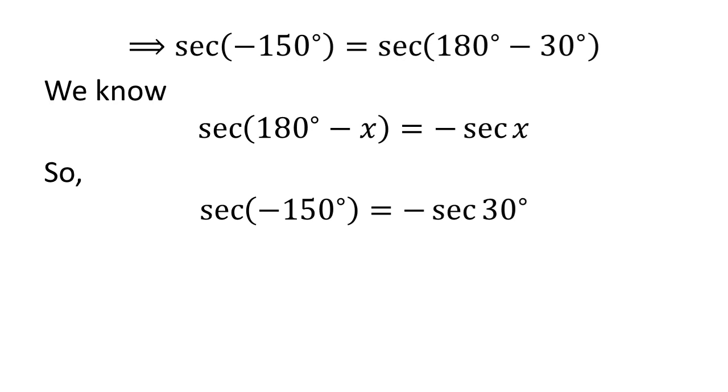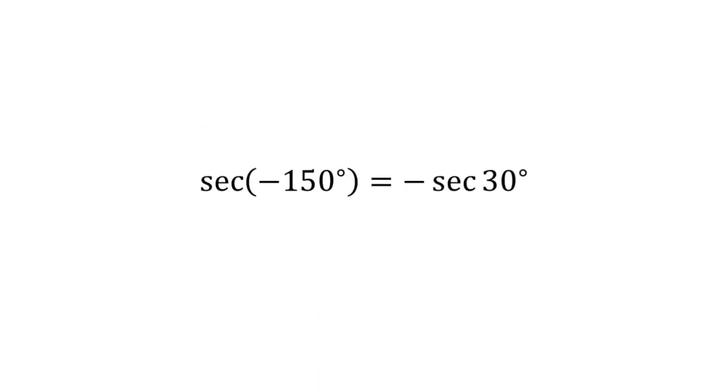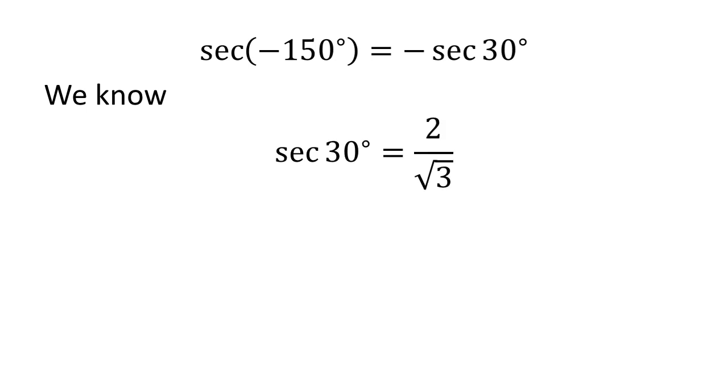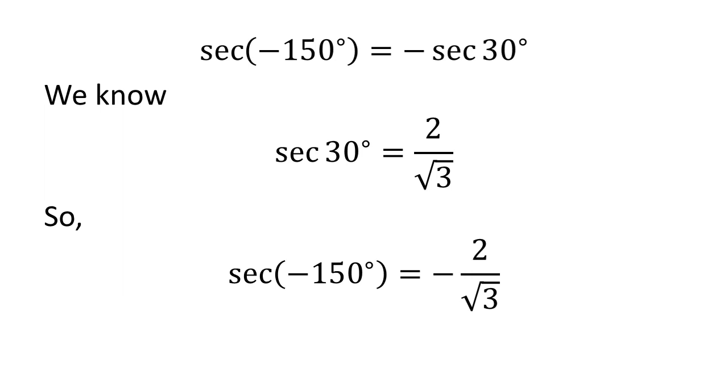Let us apply the above identity for secant of minus 150 degree. Here x is 30 degree. So secant of minus 150 degree is equal to minus secant of 30 degree. We know the value of secant of 30 degree is equal to 2 upon square root of 3. So we get the value of secant of minus 150 degree is equal to minus 2 upon square root of 3.